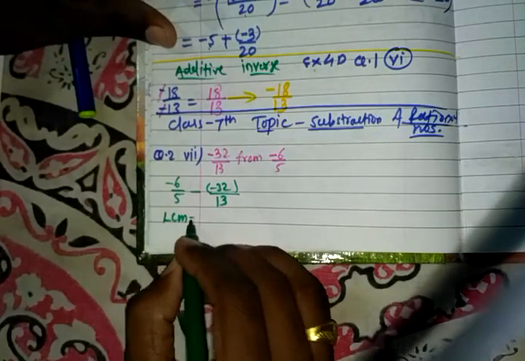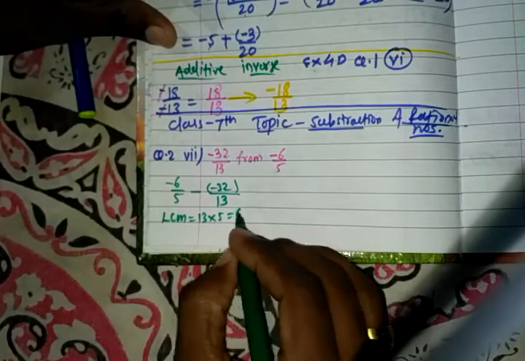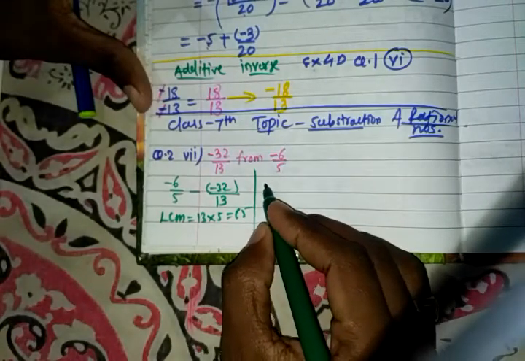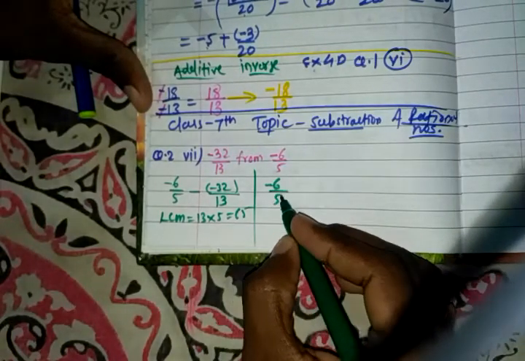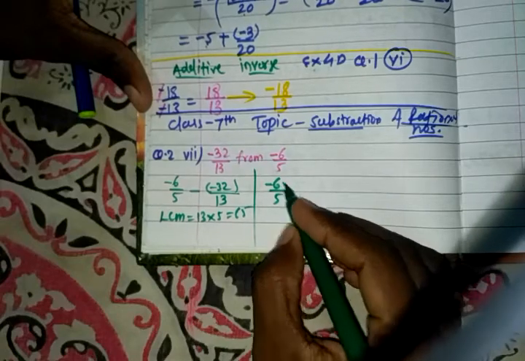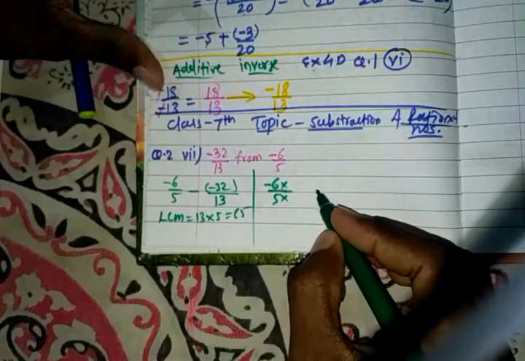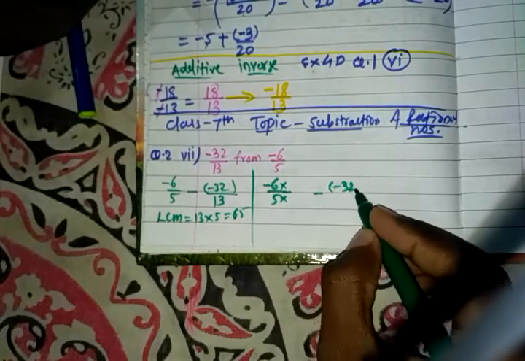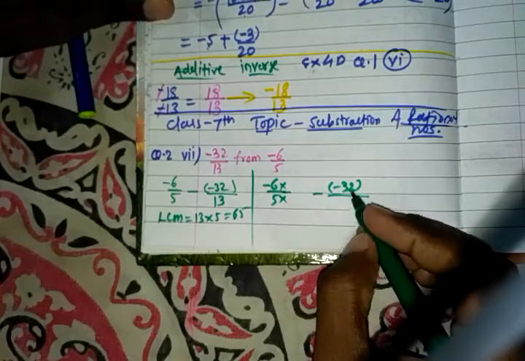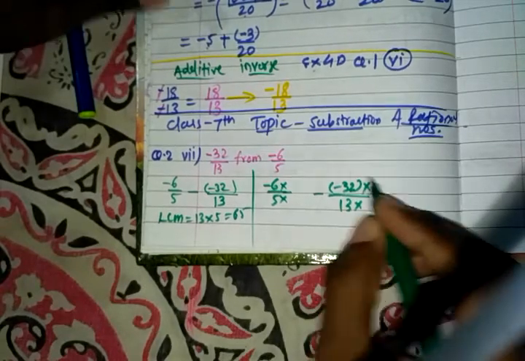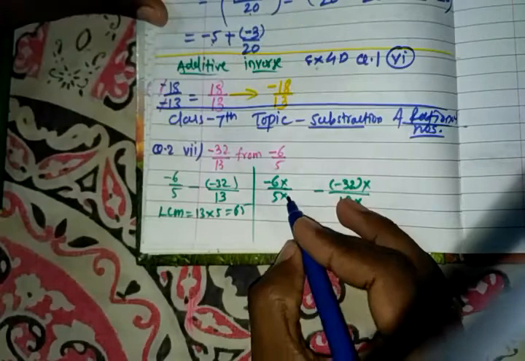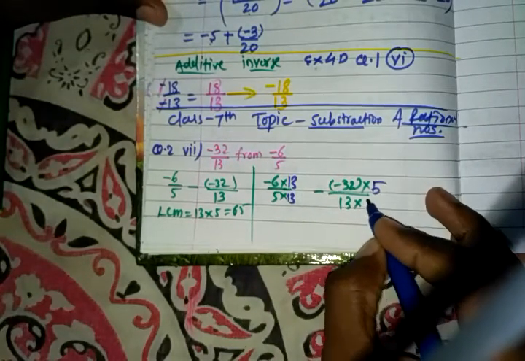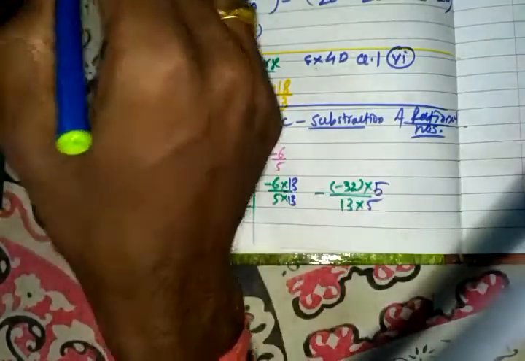So the LCM is 13 fives are 65. Now we will solve by multiplying the two rational numbers so as to get the denominator 65. Here I will multiply by 13 and here by 5.